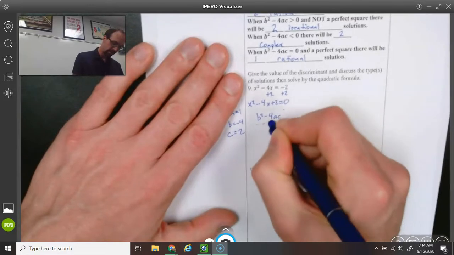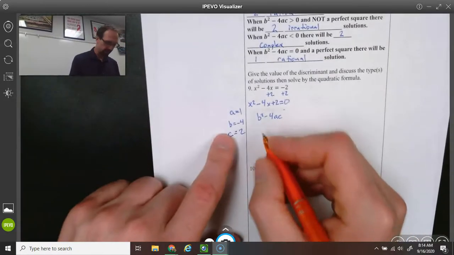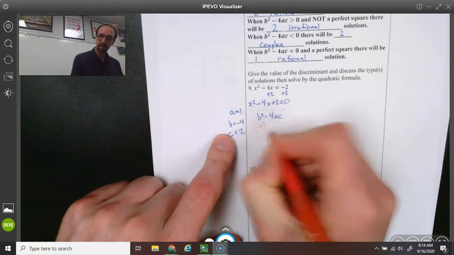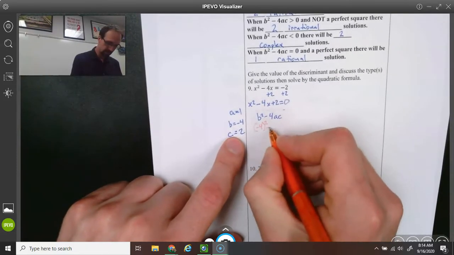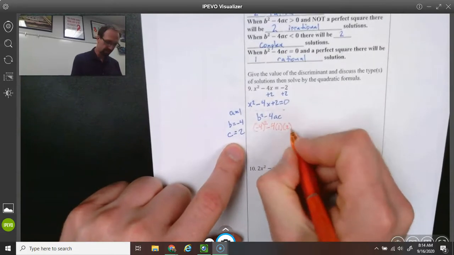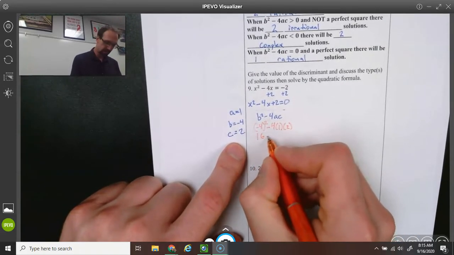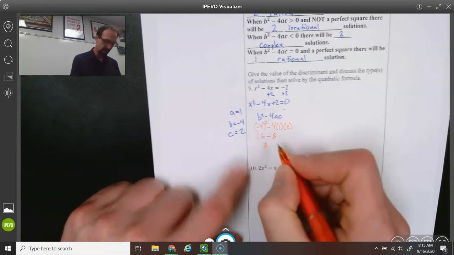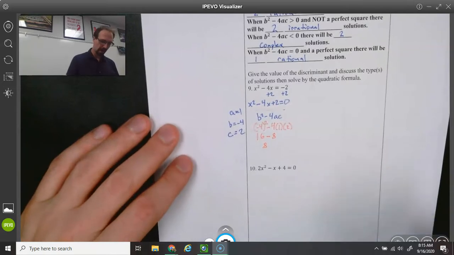So when I substitute or plug in, I have negative 4 squared minus 4 times 1 times c, which is 2. So negative 4 quantity squared is 16 minus 8. So I get 8. 8 is not a perfect square, so I'm going to end up with two irrational solutions.